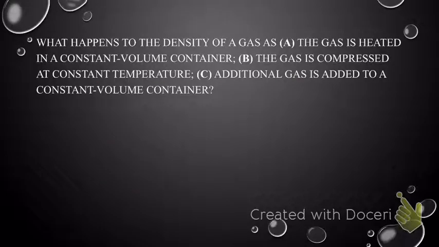So let's work a thought problem here. This is just a logic problem. Let's decide what happens to the density of a gas. In the first scenario, we're going to have the gas heated in a constant volume container. So what does that mean? We have a container, it's got a lid on it, so we don't have to worry about the gas escaping. So we have gas in there. The volume isn't changing, but we're starting to heat it up. So you've got your flame.